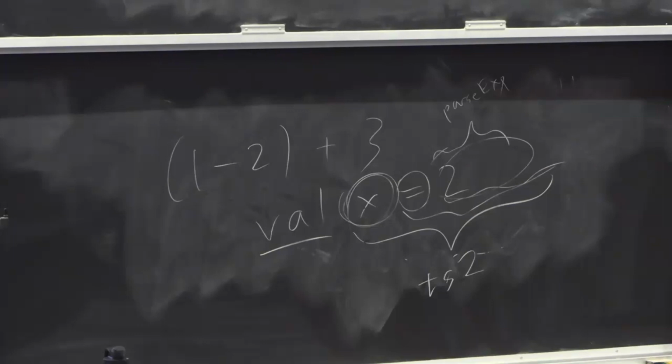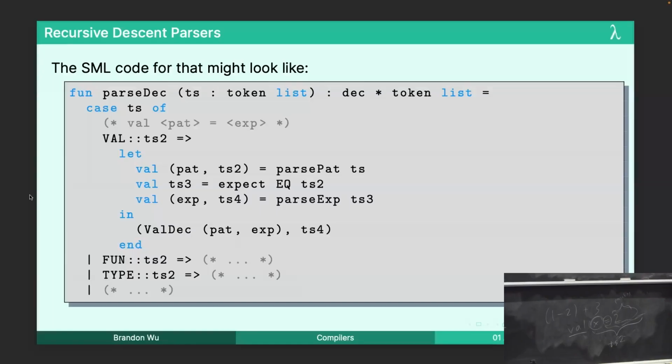But once I have the pat and the exp, I can put it into that variant I showed you, the valdec. And now I have my declaration. I'm holding it. And I have to give the rest of the list. Once I munch off everything corresponding to this val declaration, I have to give you everything that comes after. That's just my invariant.